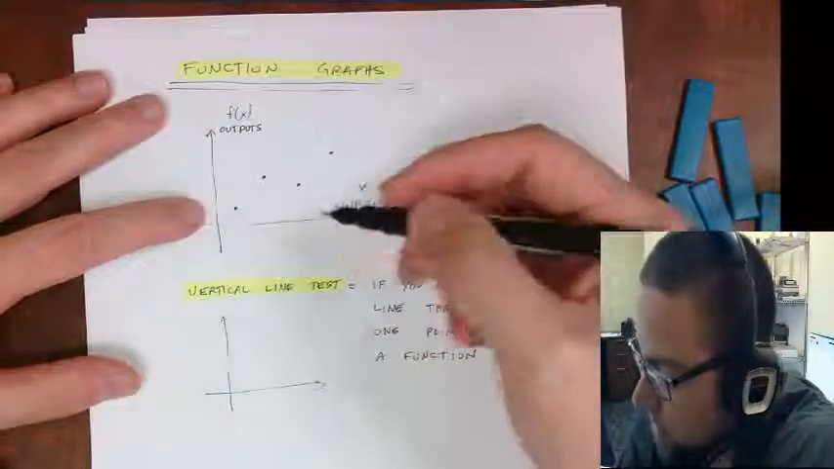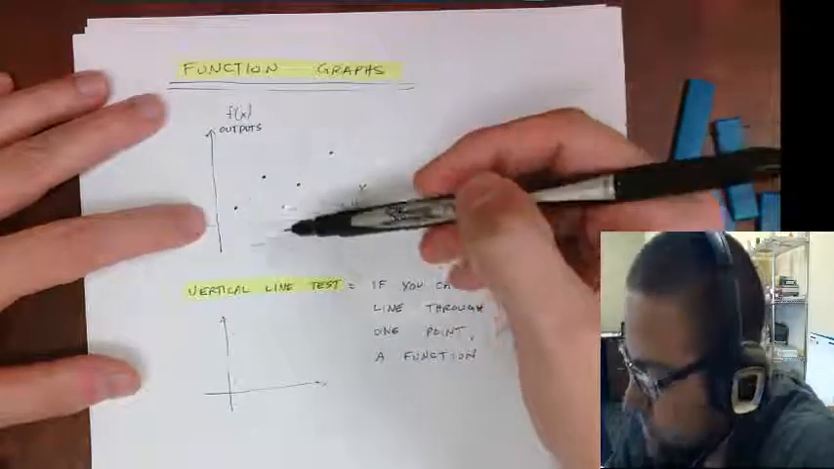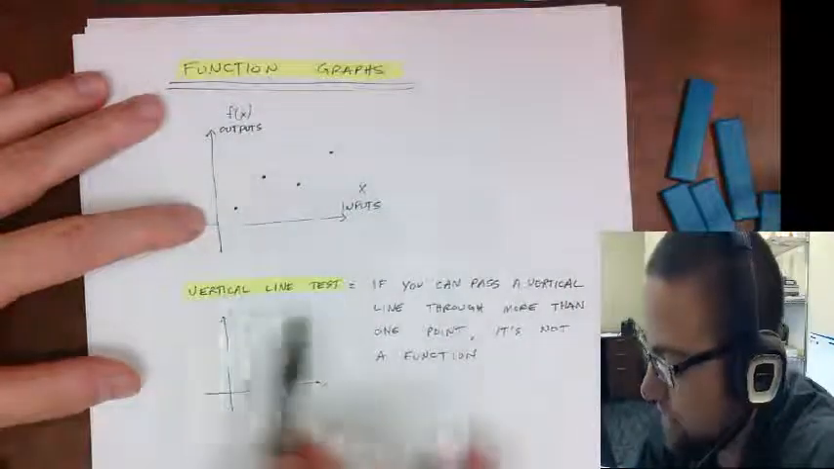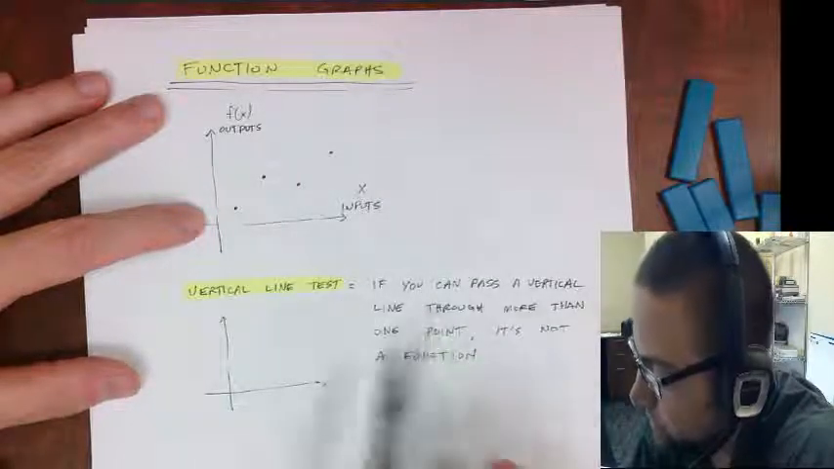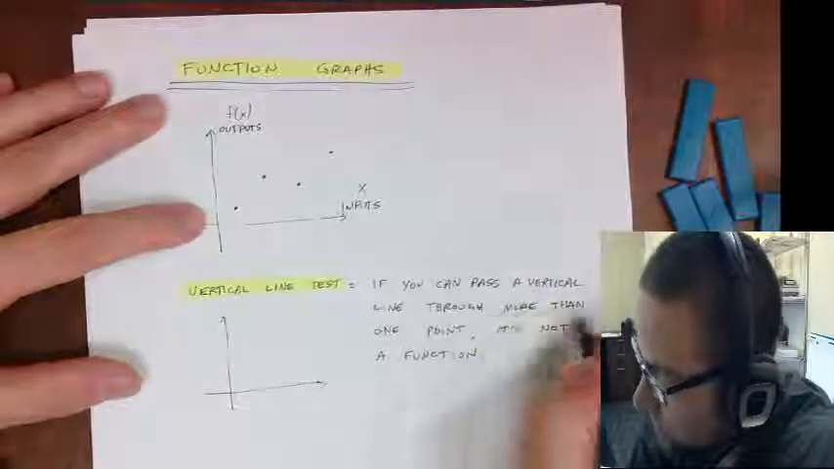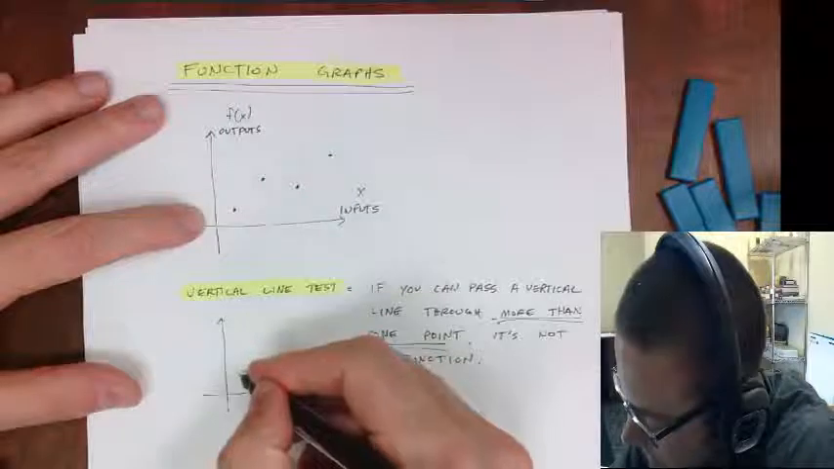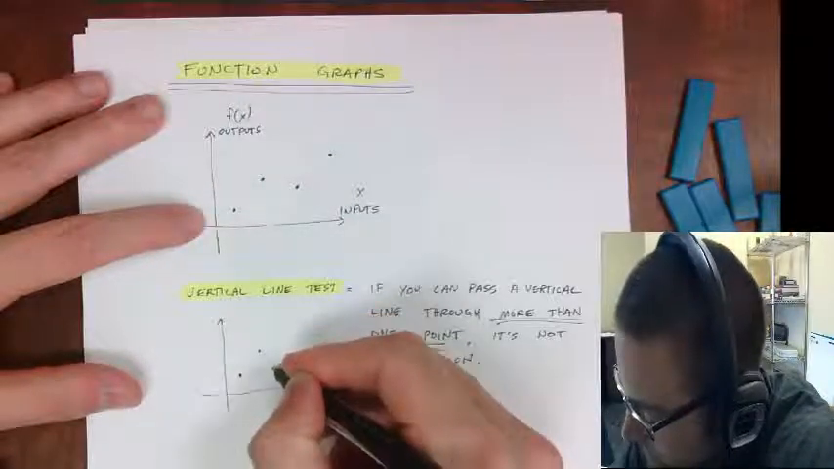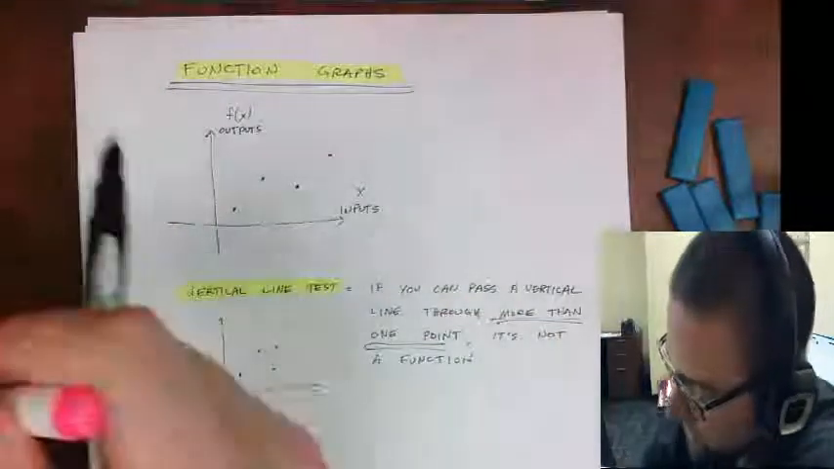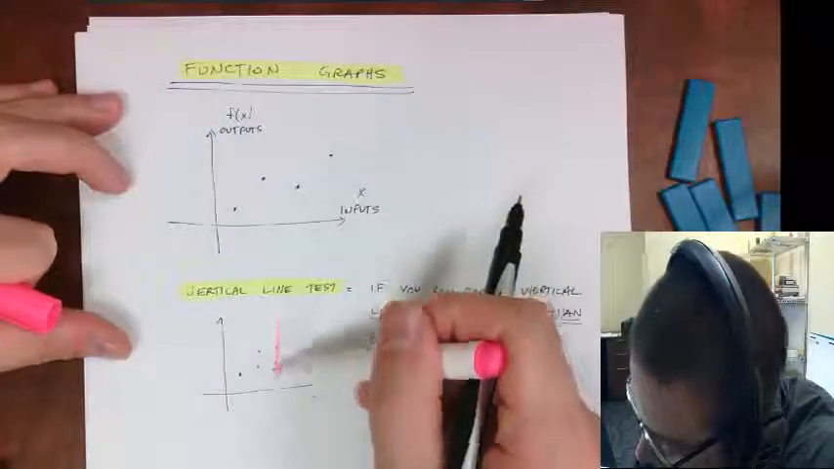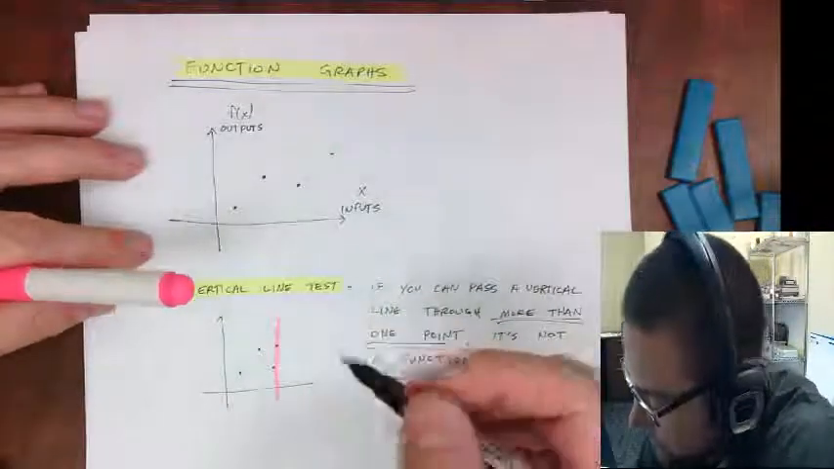Y is a function of x. So you can check to see if something is a function just by using what we call the vertical line test. The vertical line test says if you can pass a vertical line through more than one point, so this is more than one point, it's not a function. So if you see something like this, and you can pass a vertical line and it touches more than one point.